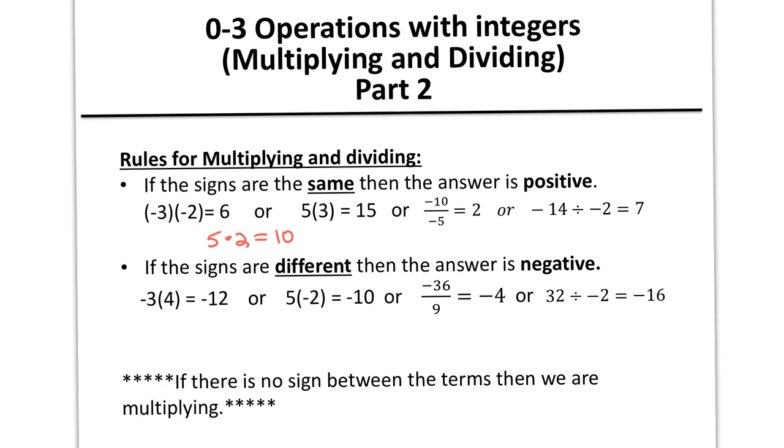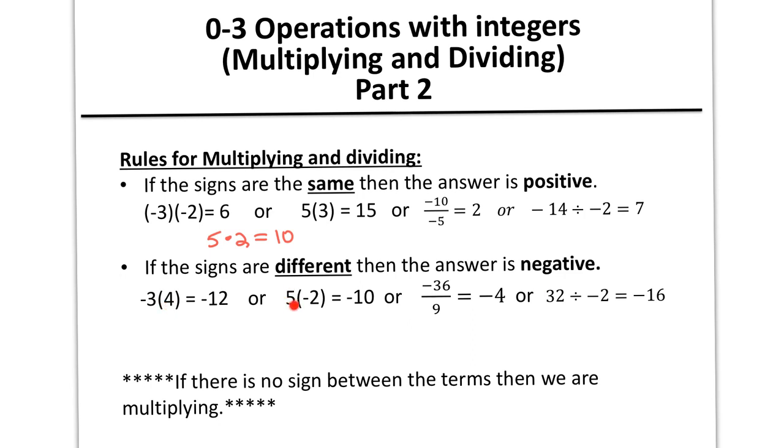One more time, if you have numbers with parentheses and there's nothing in between, that means you are multiplying. Notice the numbers. This one is a -3. This one is positive because it doesn't have a sign on the left side. So negative times positive is negative. They have different signs, so my answer is negative. And 3 times 4 is 12.